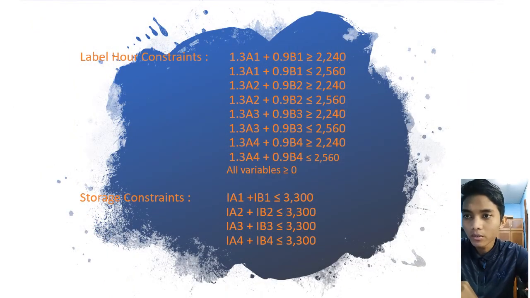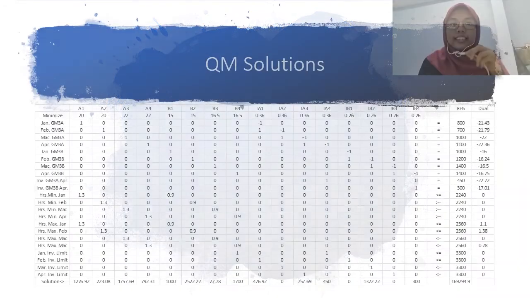Here are the constraints for labor hours and storage. We can see the minimum and maximum hours for each month. As we know, Greenberg has a base employment level of 2,240 labor hours per month. By adding some temporary workers, available labor hours can be increased to 2,560 hours per month. So, it will maximize the production level and minimize the cost.